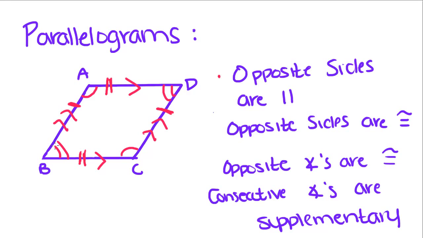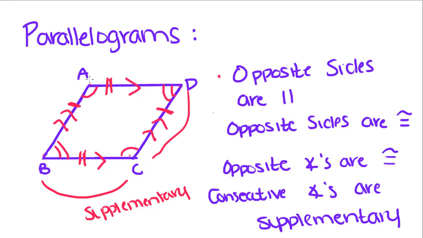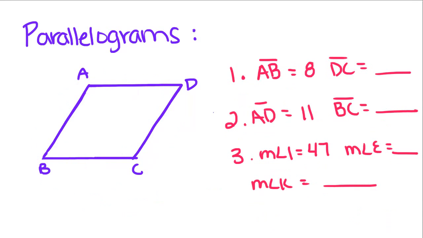Opposite angles are congruent, so angle B is congruent to angle D, angle A is congruent to angle C, and consecutive angles, which remember are side-by-side angles, are supplementary. So these two are supplementary, as well as these two, and these two, and those two.